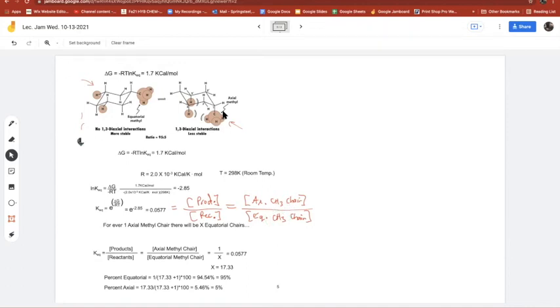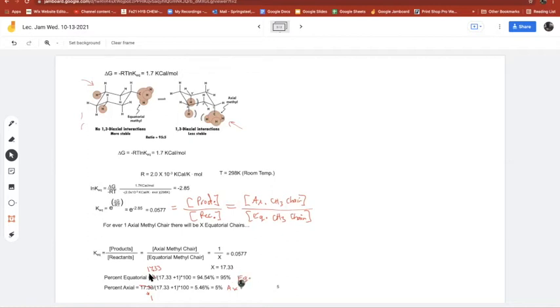Let's see what percentage of each we have. K equilibrium, product over reactants. Oh, I already had it written up here. Let's set the amount of axial chairs to 1, and we'll solve for X. So we get 17. There'll be 17 of the equatorials for every one of the axials. So the percentage of equatorial is, there's one of the... This is wrong, huh? Equatorial, axial. Totally wrong. Okay, this should be 17.33, correct? Right there. And then that should be 1. Yeah. So 5% axial, 95% equatorial.